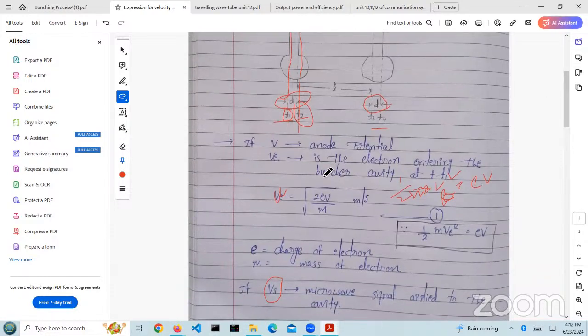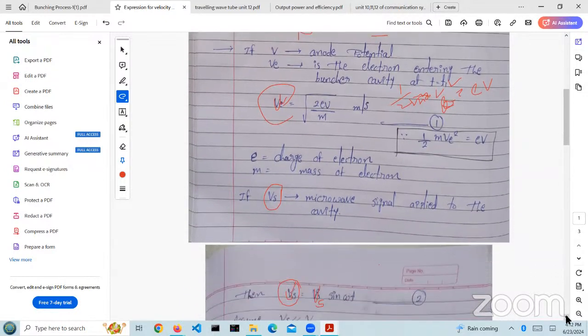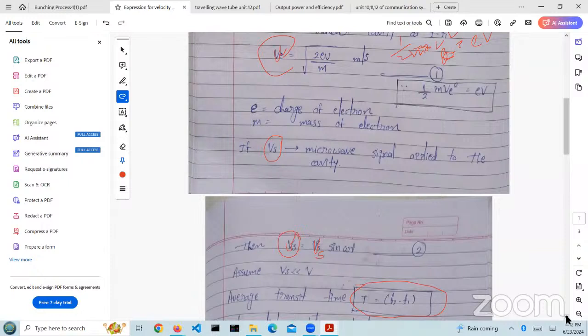What is V? V is the anode potential. V is the velocity of the electron, from half m v square equal to E capital V. From here, I am writing the velocity of the electron as VE. Next, I am writing the input signal. Whatever input signal we are using, I am taking that as Vs. So we have the formula capital V equal to Vs times sin omega t.